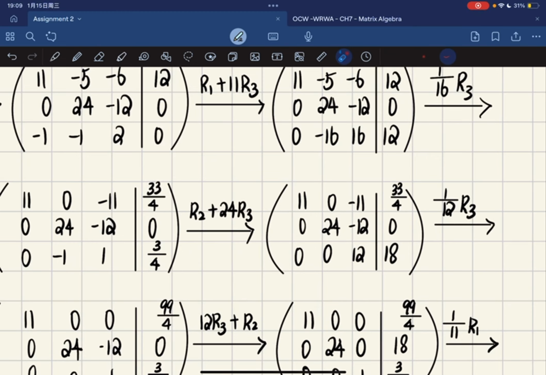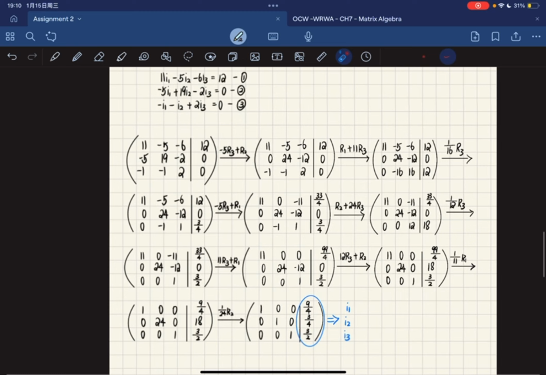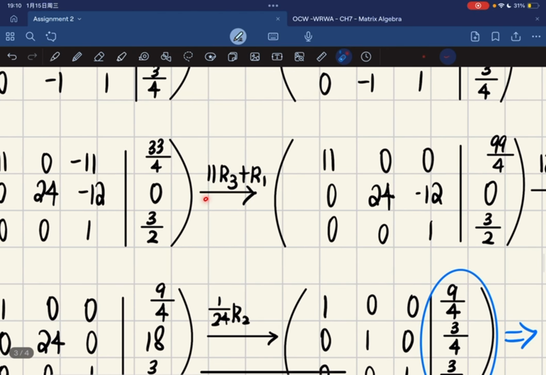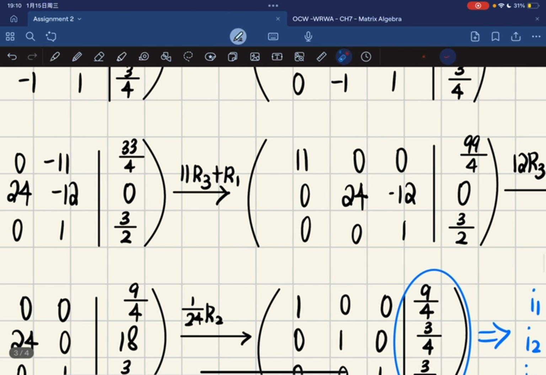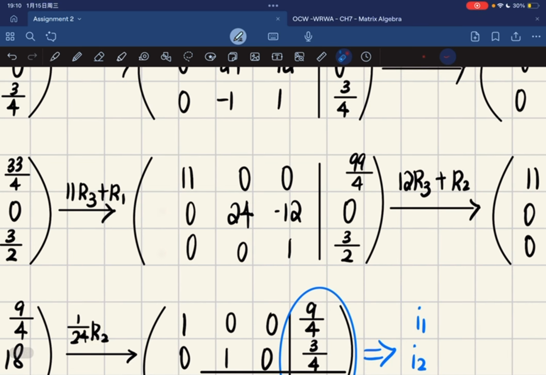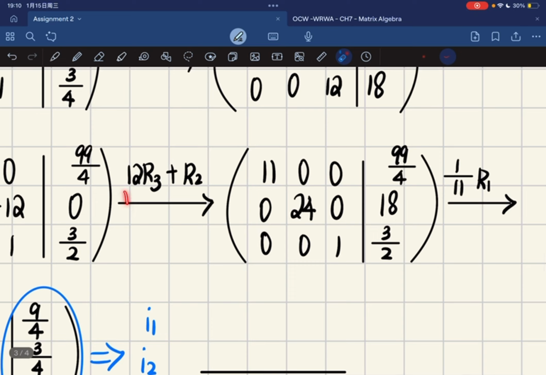And also, to make it easier, for the column with the leading one, we can divide row 3 by 12, and we get that row 3 is 0, 0, 1, and 3/2 for the B side here. And next is 11 R3 plus R1 to get R1, and here is the answer: 11, 0, 0, and 99/4 for the B side. And the other row just remains. And next is 12 row 3 plus row 2. Then we can get the answer here, and 18 on the B side.